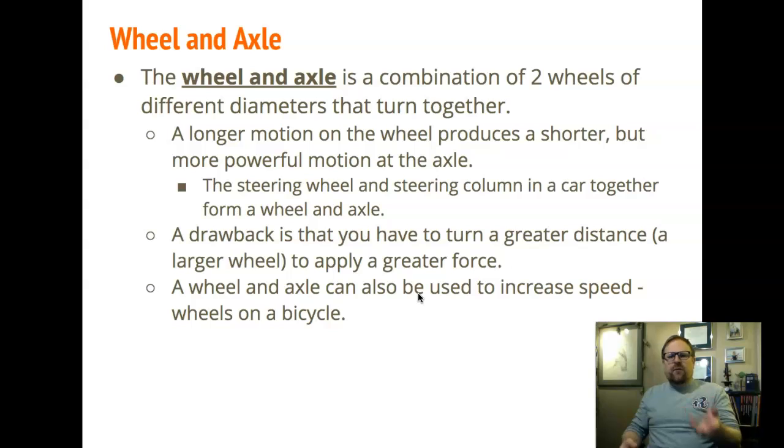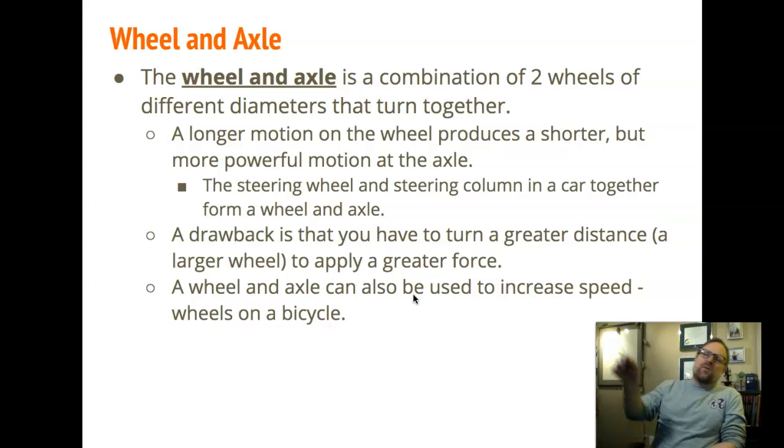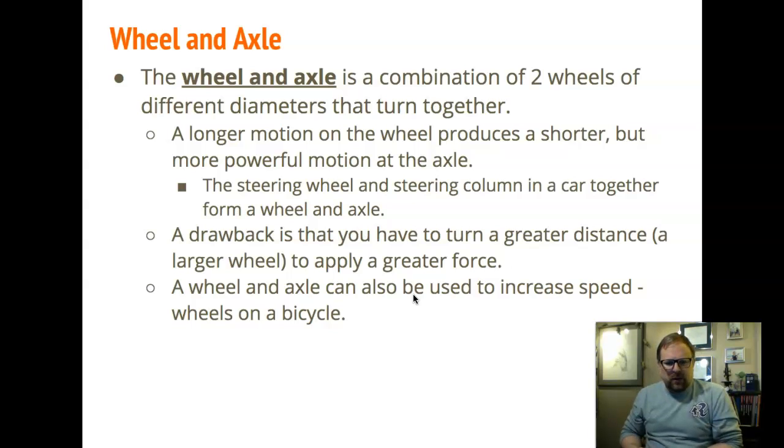Because you would need a fair amount of force without having a wheel and axle. If you tried to turn the wheels with just holding the axle, it would be almost impossible for you to do. So that large wheel that is your steering wheel allows us to move a great distance around. So you move that wheel a lot to turn the tires, but that translates into a lot of force, output force or load force, on that small axle that is the steering column. So the drawback again is you have to turn a greater distance. You turn a larger wheel to apply the greater force.